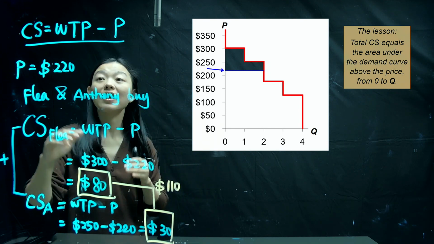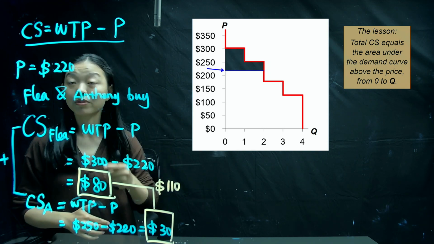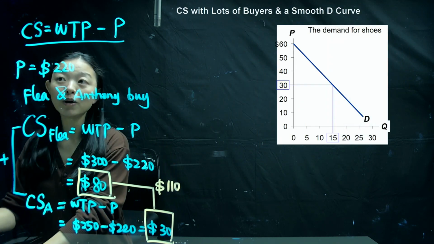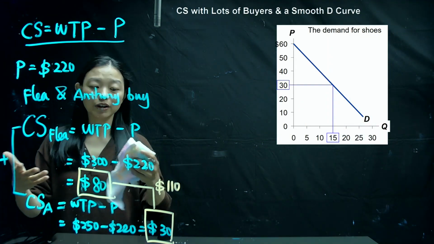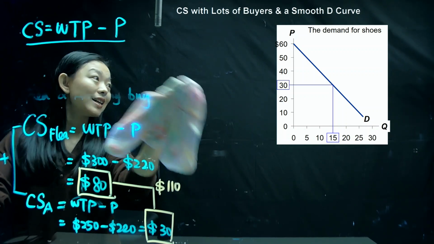The total surplus actually is just the area below the demand curve and above the market price. And how about our normal consumer surplus? How about the consumer surplus under our normal demand curve? I should say that. So let's see.